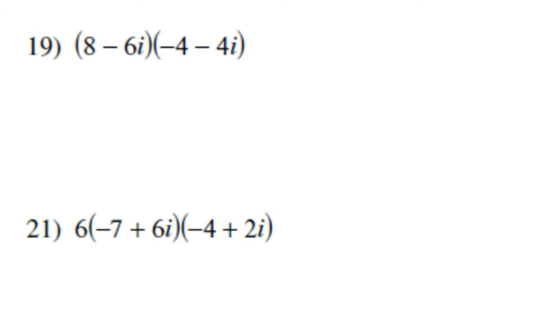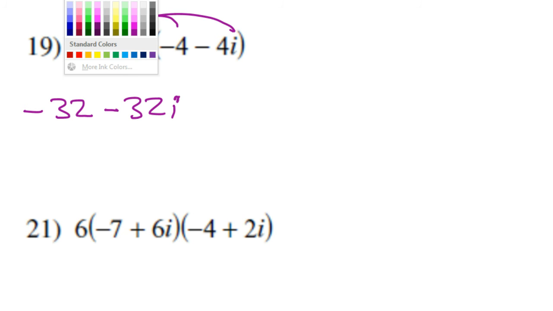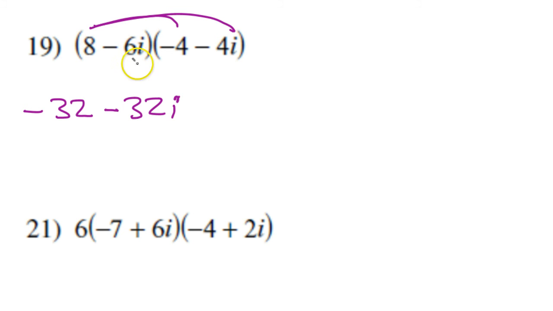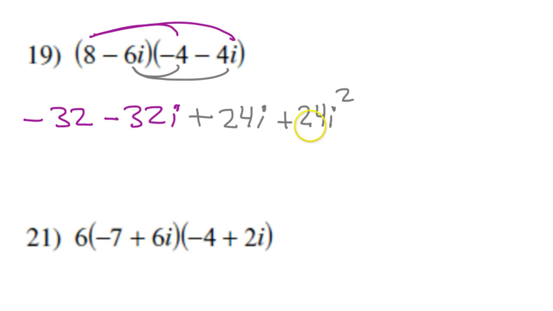All right, number 19, another FOIL problem. All right, 8 times negative 4, that's going to be negative 32. 8 times negative 4i, that's negative 32i. All right, now we will distribute the negative 6i. That's going to give us negative 6 times negative 4 is positive 24i. Negative 6 times negative 4i is positive 24i squared, because i times i is i squared.